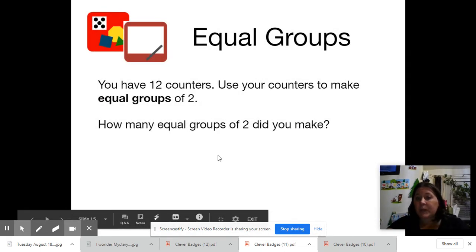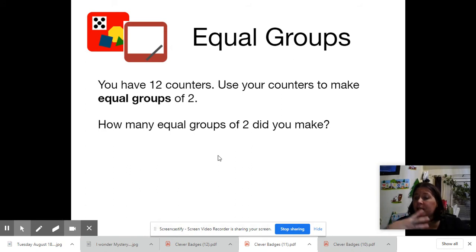So if we were in class, we would get out the counters. Is there anything in your house that you might have enough to have 12 of? Could you find 12 pennies, 12 buttons? Some people sew and have buttons. What about 12 fruit snacks, or 12 pieces of cereal, or 12 goldfish? Something you can have 12 of. And I want you to take that 12 and put them in equal groups of 2.